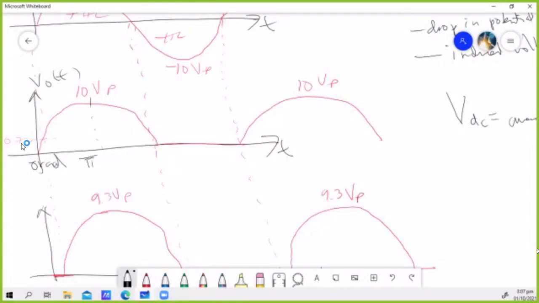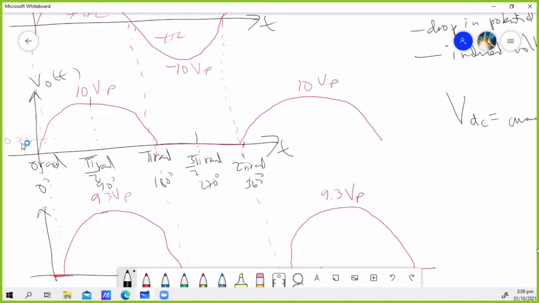5 over 2 radians. This is pi radians. This is 3/2 pi radians. And this is 2 pi radians. In short, kung ito ay naka-degrees, this is 0 degrees, this is 90 degrees, this is 180, this is 270, this is 360 degrees. Okay.